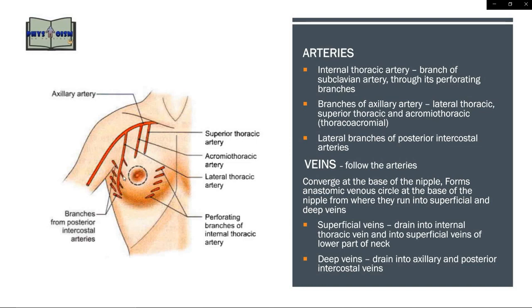And the next one, the lateral branches of the posterior intercostal arteries. Here are the branches of the posterior intercostal arteries. These are also supplying the mammary gland. This is the arterial supply.